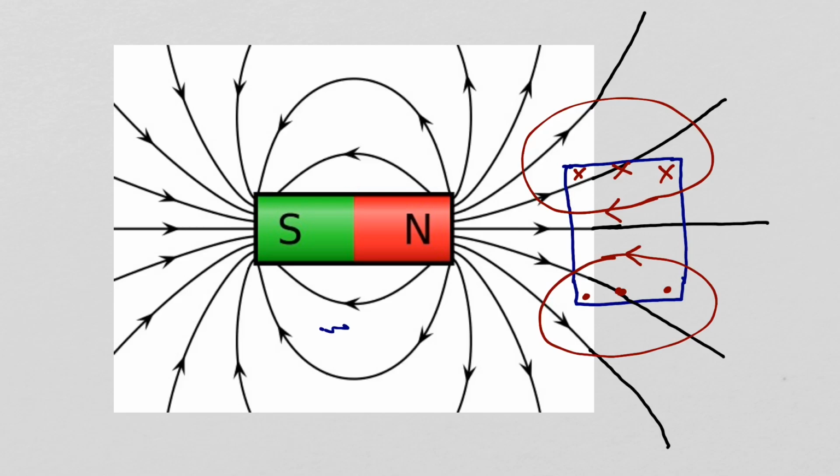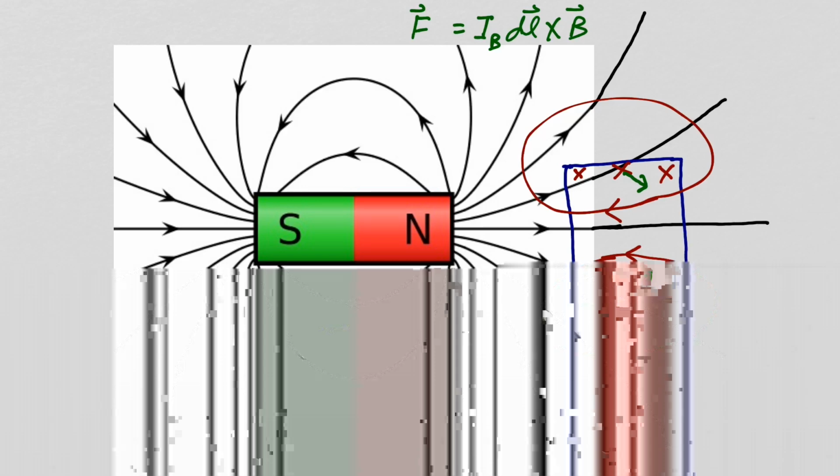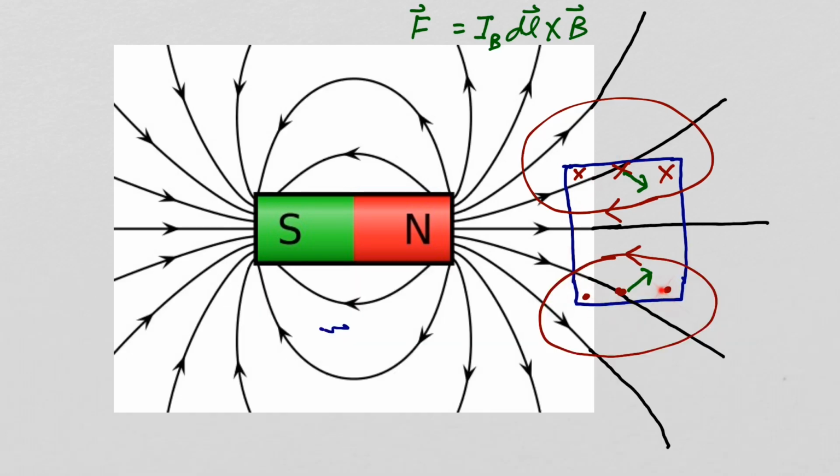So the forces on these bound currents will be given by I sub B dl cross B. So just looking at this IdL and this IdL, we see the force on this one is to the right and down, the force on this one is to the right and up, but the net effect of all these forces on all these IdLs is to repel the diamagnetic material from the magnet.